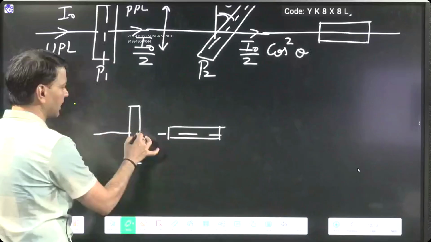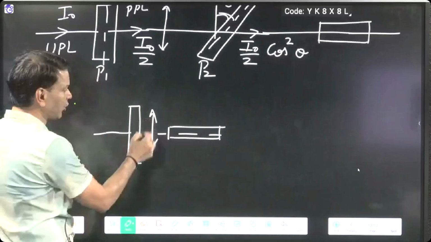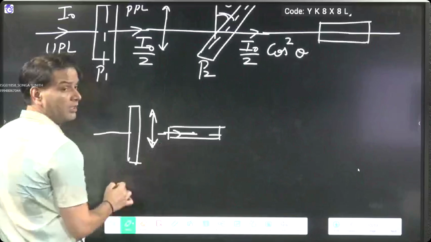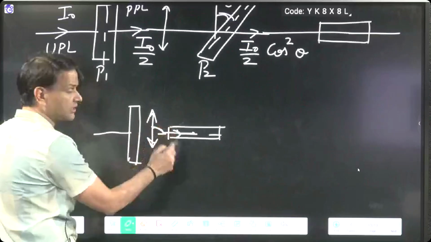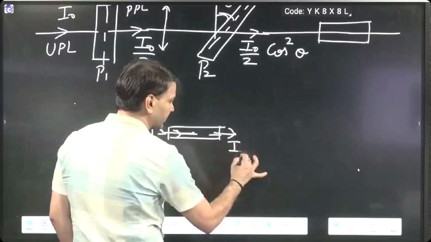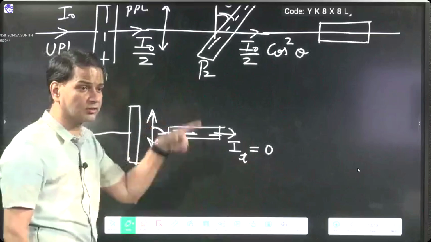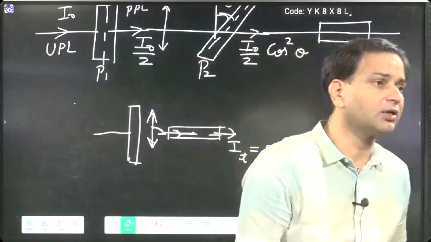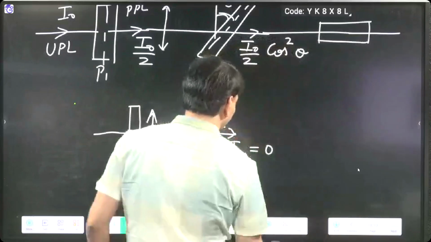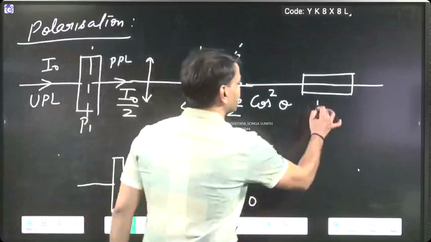suppose this is the light it is transmitting. What is the component of this light in this direction? Both are perpendicular, so there is no component of this light in this direction. So in that case, what transmitted intensity will you get? 0. That's why they are called crossed each other. So when the angle between the pass axes is 90, the polarizers are called crossed. So here P1 and P3 crossed each other.